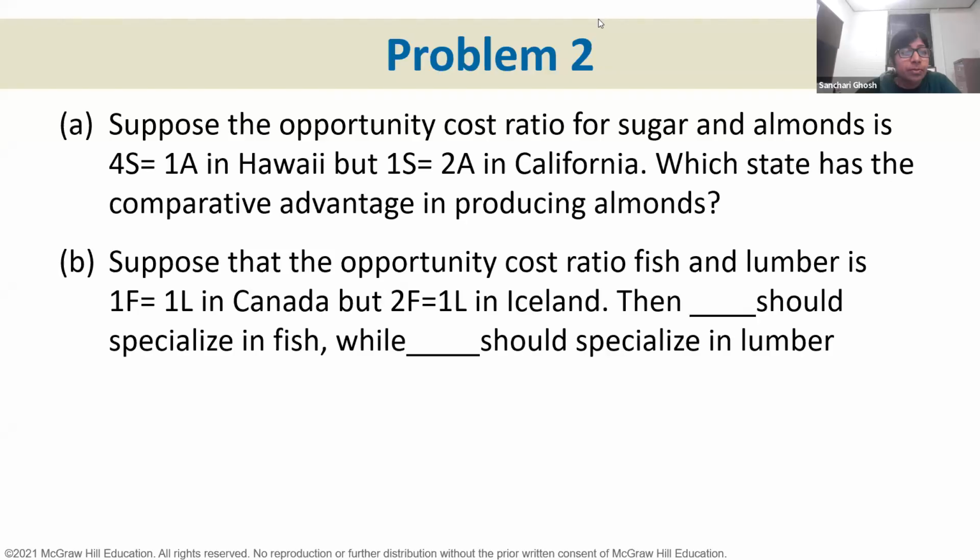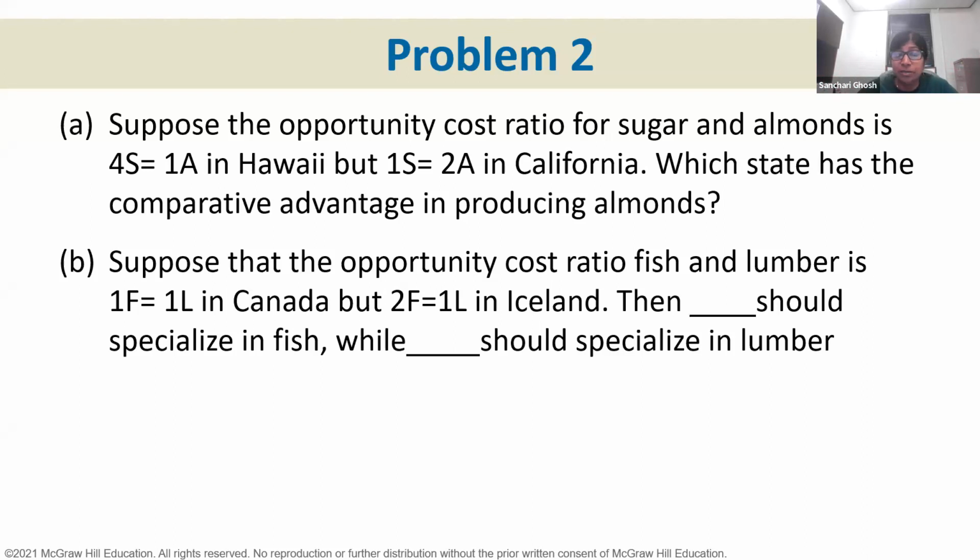The same logic here. For the next problem, the opportunity cost ratio for fish and lumber is 1F equals 1L in Canada, but 2F equals 1L in Iceland. So I'm not showing this, it's the same procedure. It's 1:1 ratio in Canada, but Iceland for 1 unit of lumber has to give up 2 units of fish. So obviously Iceland has to give up more fish, so lumber is costly.